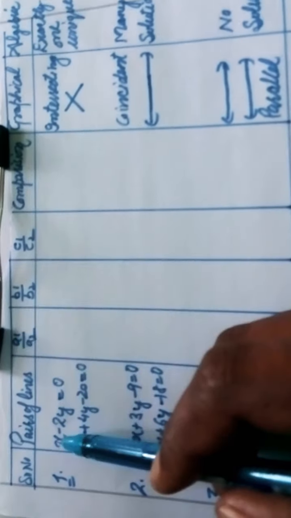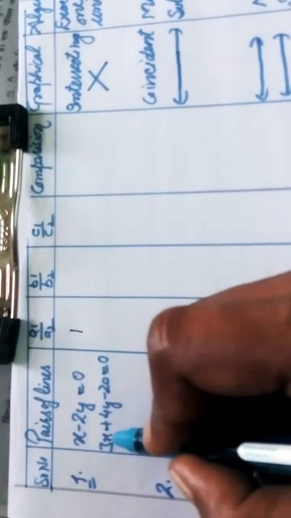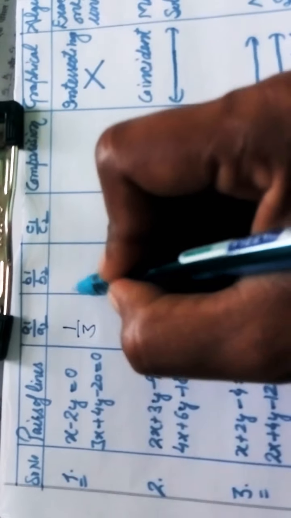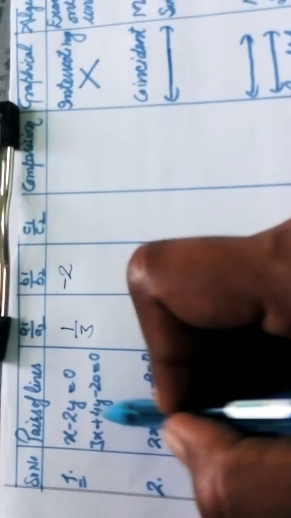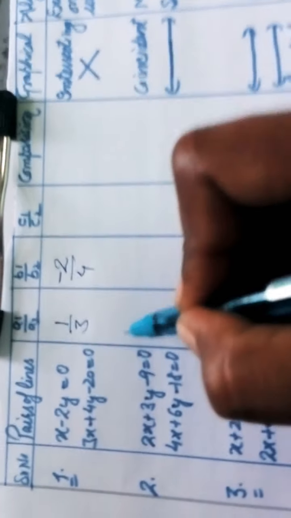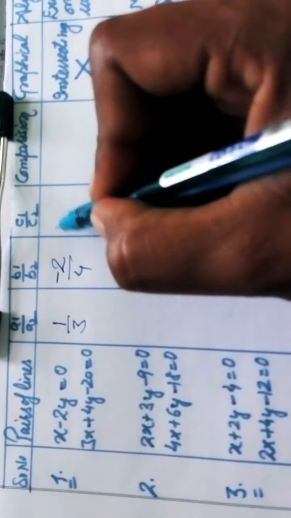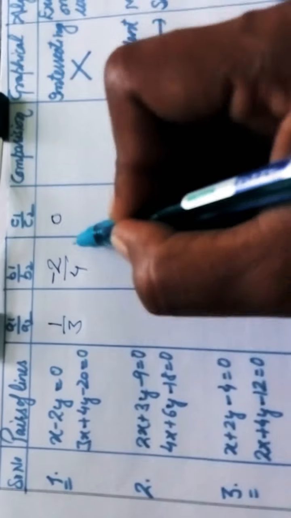If I compare, what is the coefficient of x here? You can say that x is getting multiplied by 1, so the value of A1 is 1, and A2 is the coefficient of x in the second equation, so I am writing 3. Now B1 here is minus 2, and B2 is the coefficient of y in the second equation, so I am writing 4. Now let us see C1. Here the constant is not present, so C1 is 0 and C2 is minus 20.